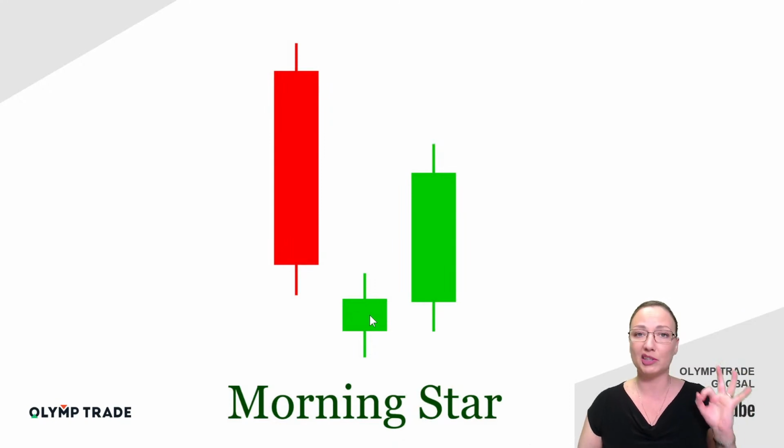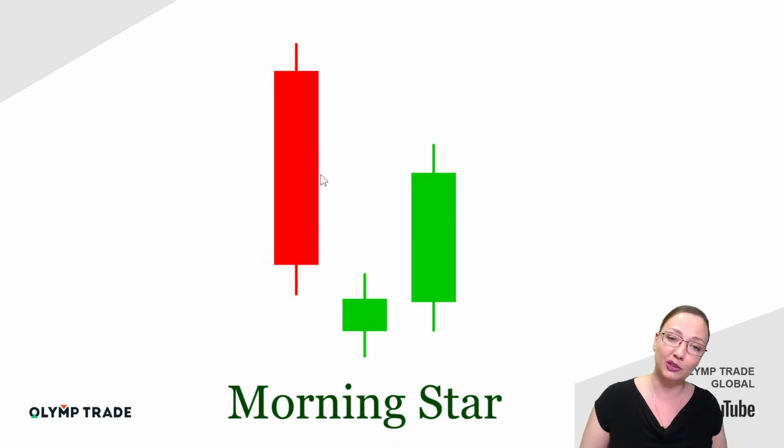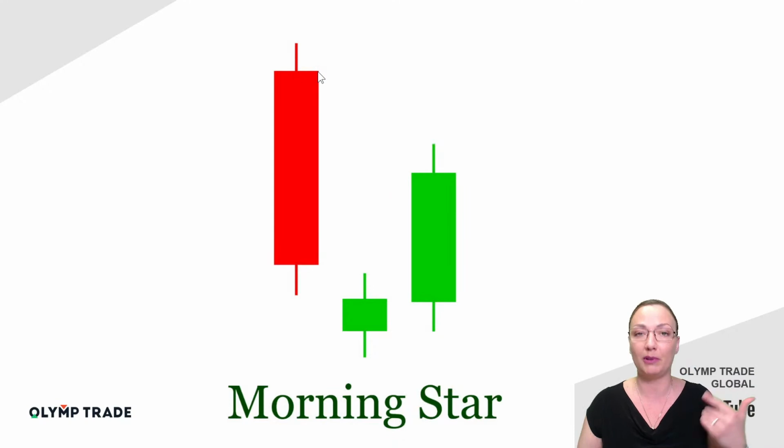Middle candle has to be small body. Does not matter if it's red or green. The next candle has to be green, and it has to cover at least to the midpoint or above, but it has to be within the first candle. If we see gaps, then the signal is only stronger.